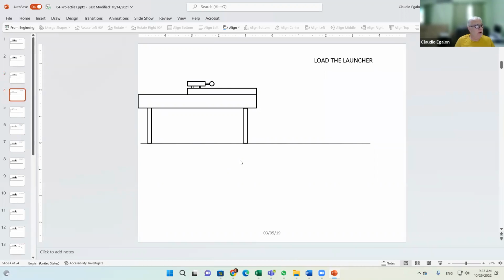Here is the projectile launcher loaded. Remember, in principle, you could use your hand to load this gun here, but it's not advisable because it hurts a lot. You could use your bare hand to load this gun by pressing against the tip. But because the tip is so small, it produces too much pressure in your hand and it hurts.